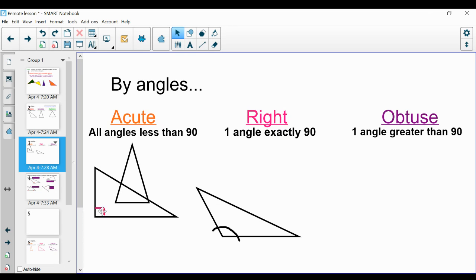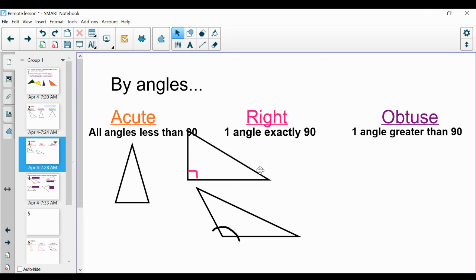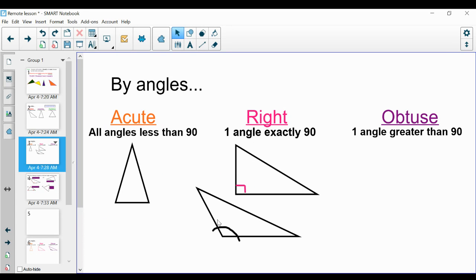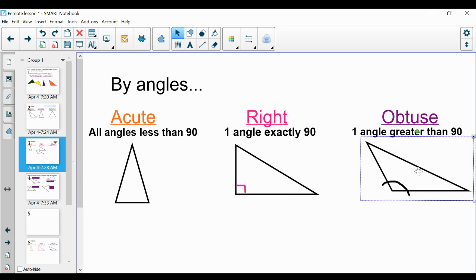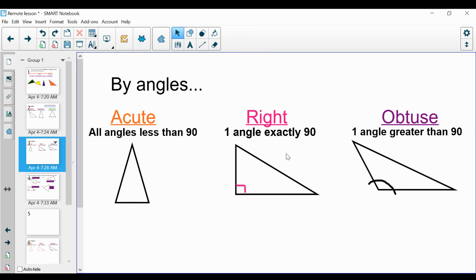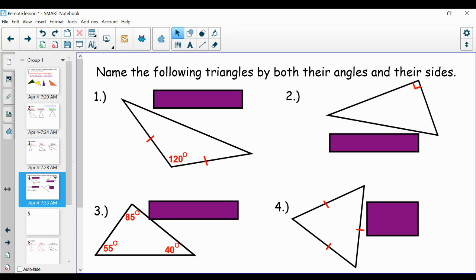Our right triangle has the little pink already showing you there's one right angle there. And our obtuse, there's one angle. One angle will automatically make it an obtuse triangle. So if we use these definitions, we've got acute, all the angles are less than 90. The right triangle, there's one right angle, and an obtuse, there's one angle that's greater than 90, or one obtuse angle. And we go to name these ones.